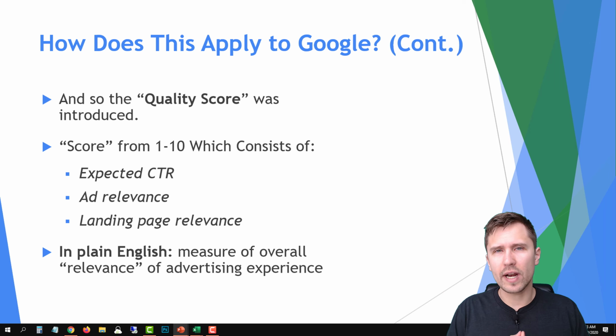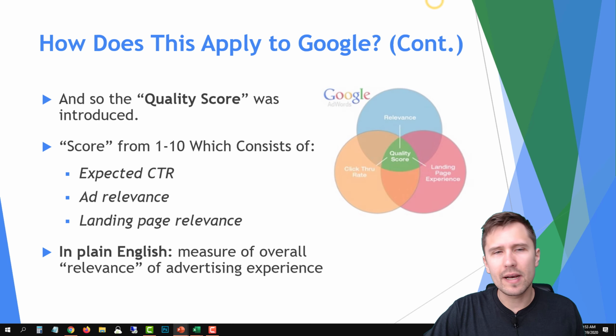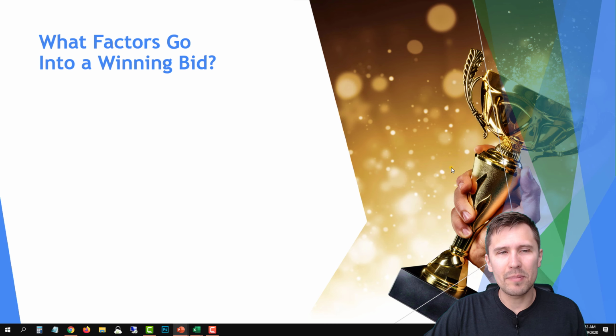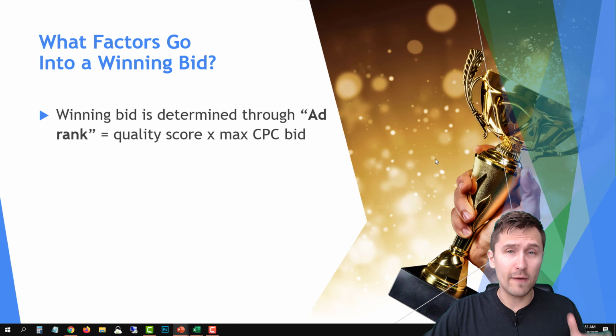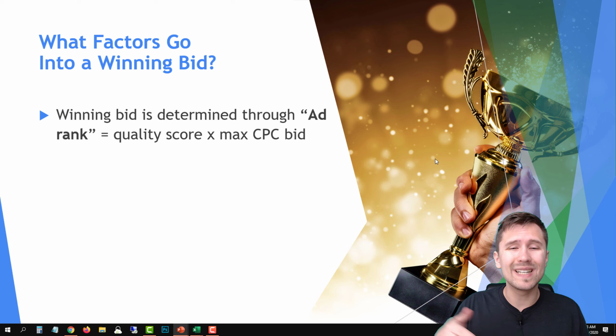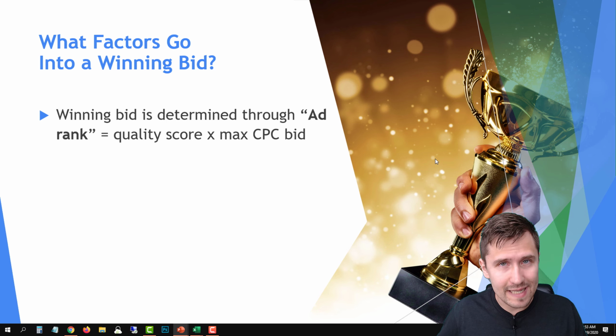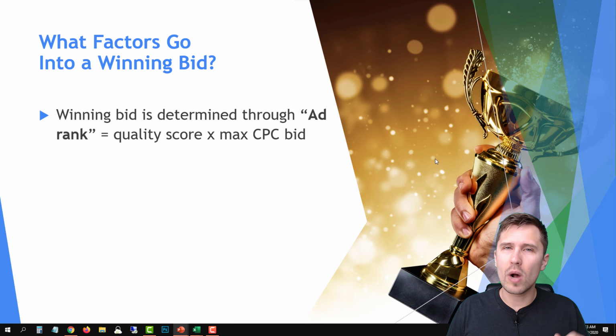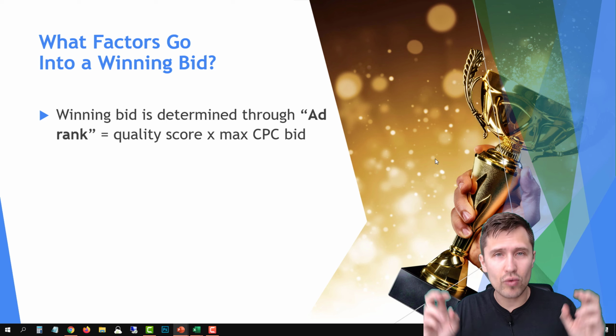Now, I told you that a quality score is not the be all end all. Why is that? Because, and here's a little picture of all the components, there is a formula for a winning bid, which is ad rank. That is where your ad shows up. Does it show in first place, second place, third place? And that is your quality score times your maximum CPC bid. So if your quality score is a 10 and your max CPC bid is a 4, 4 times 10 is 40. Your ad rank is 40.